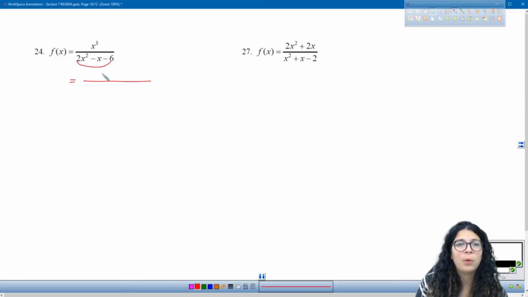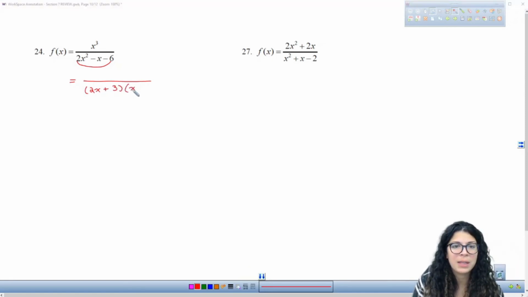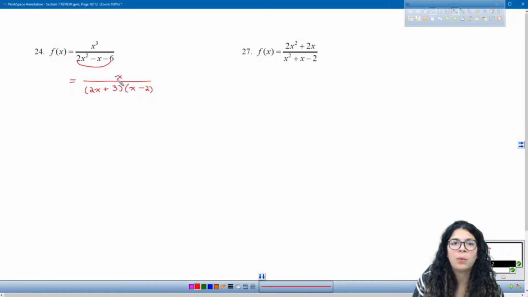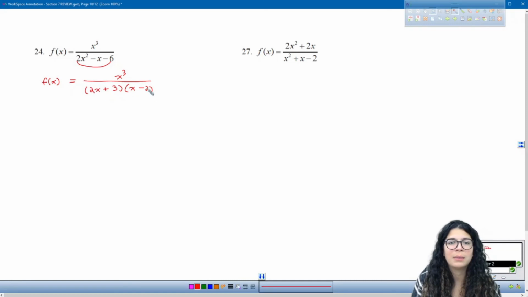Now I want to rainbow over, multiplies to negative 12, adds to negative 1, will be negative 4 and 3. If I split up negative 4 and 3, it would end up factoring out 2x in the front. So if you do all the work, this bottom denominator will factor into 2x plus 3 times x minus 2. You can always work backwards using the FOIL method, right? 2x times negative 2 will be negative 4x, and then 3 times x will be 3x. Those added together will give me negative x. 3 times negative 2 will give me negative 6.